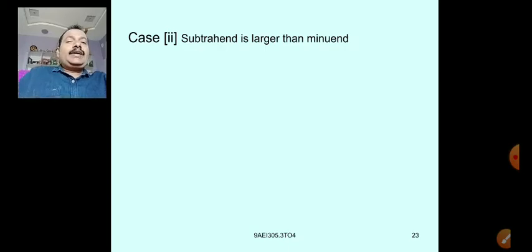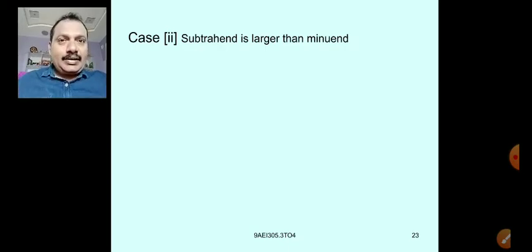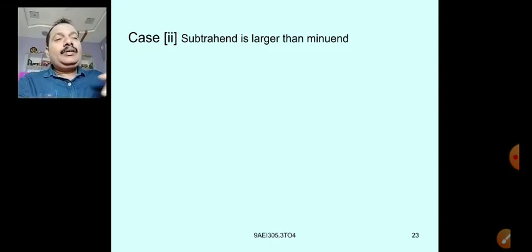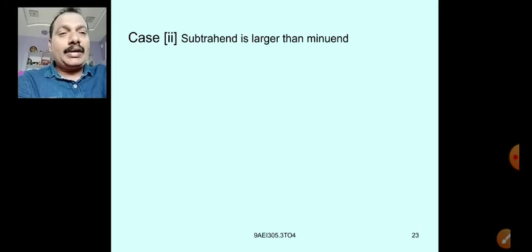Okay. Case 2, let us consider case 2. Case 2 is if the subtrahend is greater than the minuend. That means B is greater than A. B is greater than A. That means A is less than B. In that case, how to do that? Let us consider.